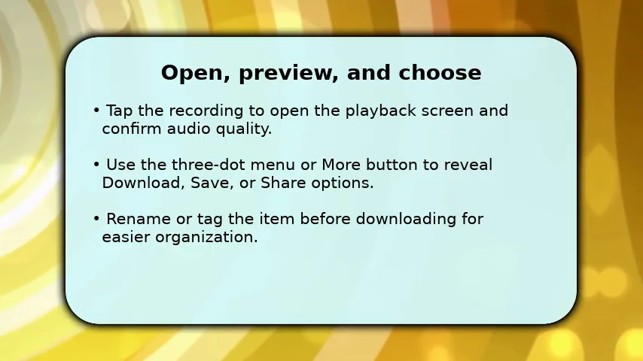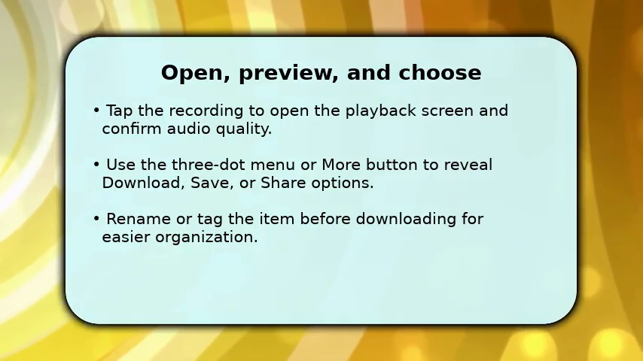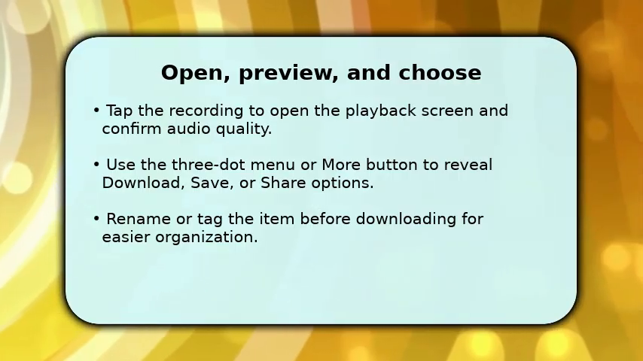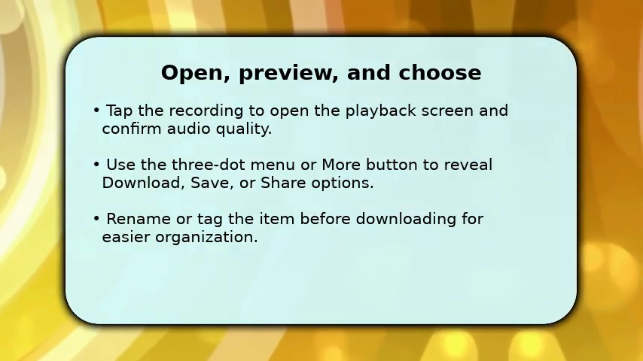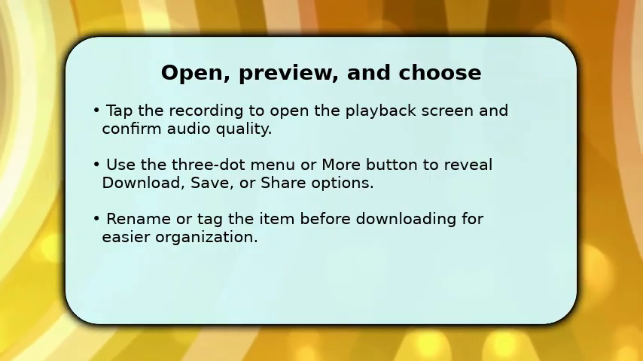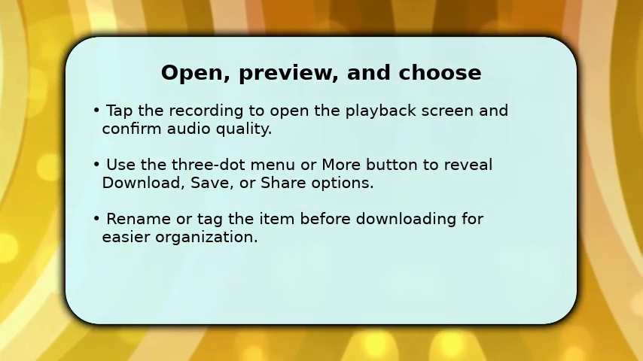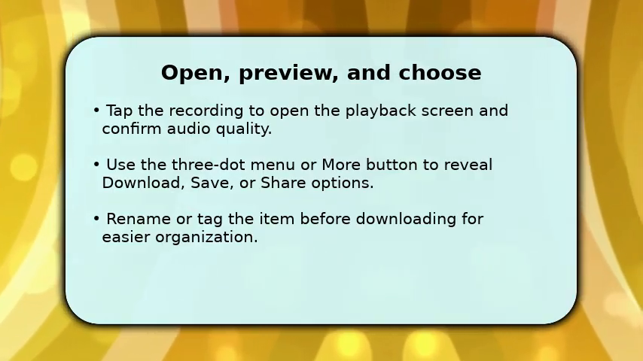Next, click the three-dot menu or More button on that entry to expose actions like download, save to drive, or share. Choose download to store a local copy or save to drive for cloud backup. Rename or add a label first if you want an organized file name. That way you'll find it quickly later.